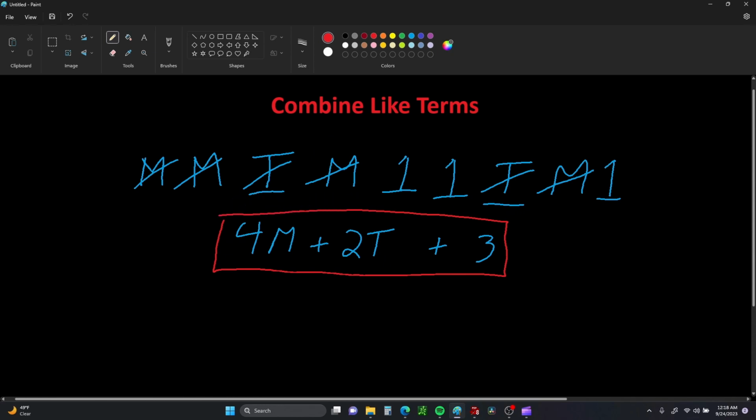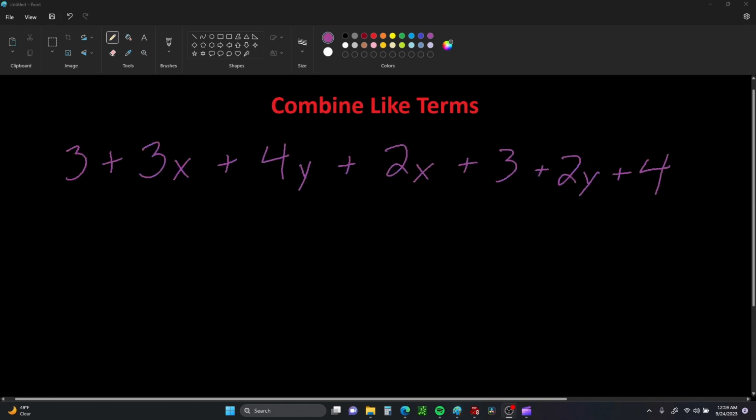Let's look at a more conventional example of an algebra expression where like terms can be put together. So here we have a long expression, and each of these items are called terms, everything separated by a plus or a minus. These are all positive. The first term is a positive. If it doesn't have a sign, it's automatically a positive.